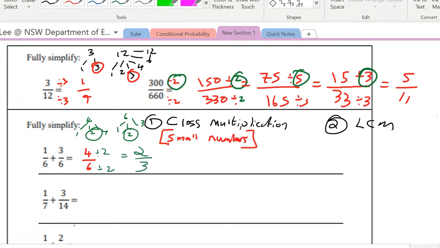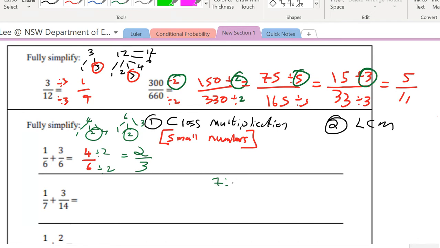Now, I wouldn't encourage using the cross multiplication method here. I would use the lowest common multiple. So let's look at the multiples of 7. And multiples just mean that we're multiplying our number by an integer.